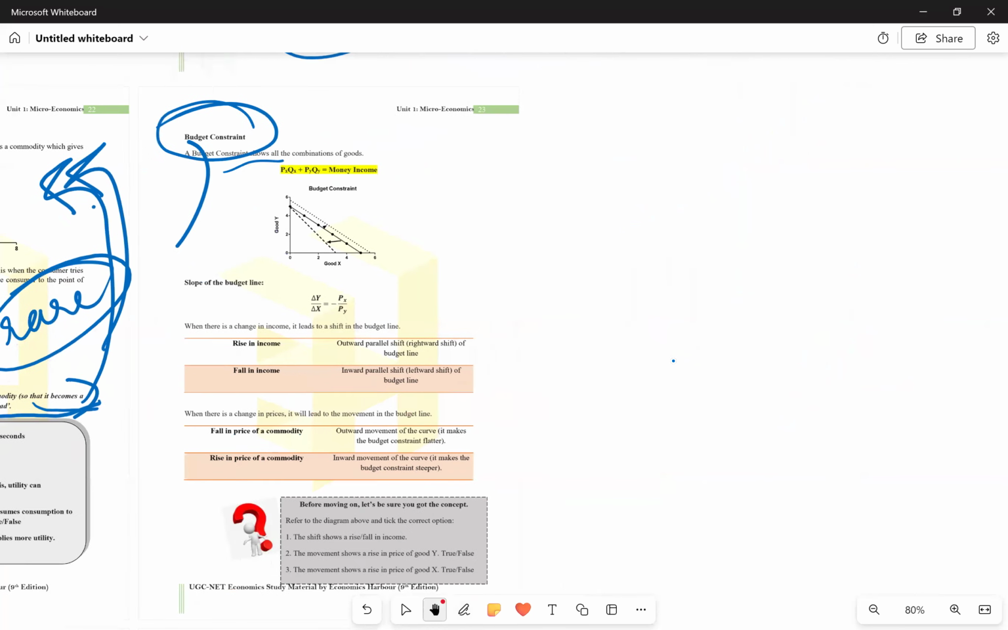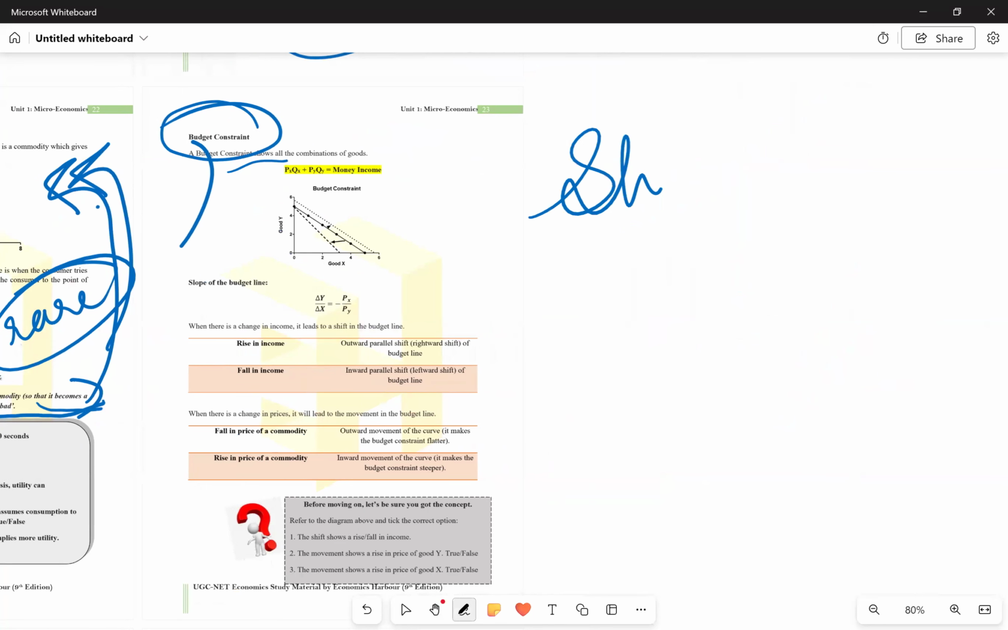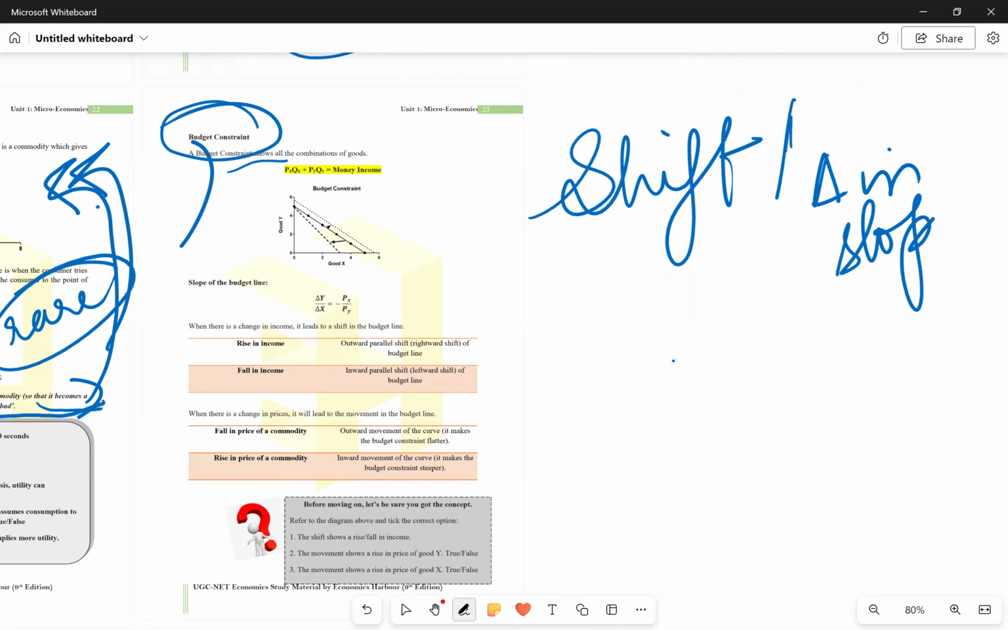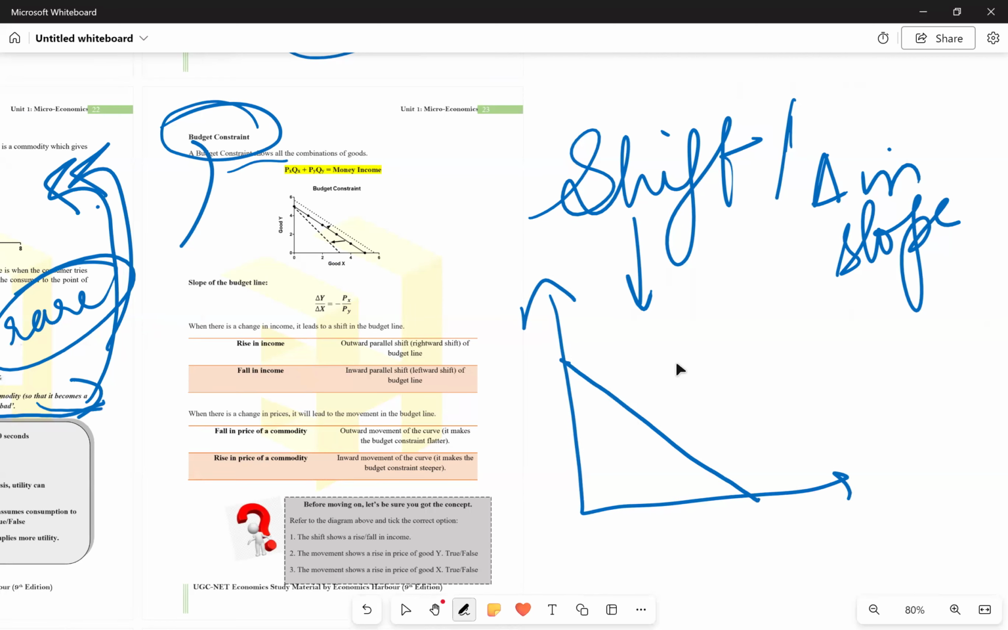A budget constraint can either show you a shift or it can show you a change in slope. Now, a shifting of a budget line would mean that you can consume more of both the goods. Right? You can consume more of both the goods. So this is the level of increase which is there.